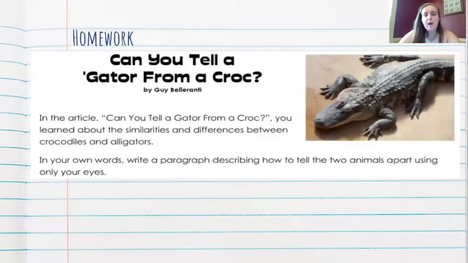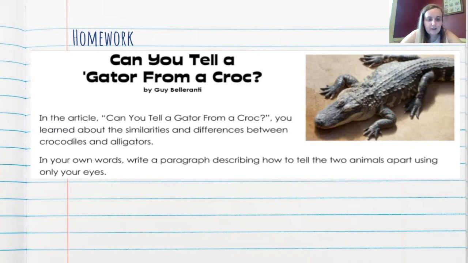All right, so your homework tonight is kind of similar to yesterday. The first thing you're going to do is you're going to write a response to this prompt. So can you tell a gator from a croc? In the article, Can You Tell a Gator from a Croc?, you learned about the similarities and differences between crocodiles and alligators. In your own words, write a paragraph describing how to tell the 2 animals apart using only your eyes. So you are going to write 1 paragraph answering that question. So that's the first thing you're going to do tonight for homework.